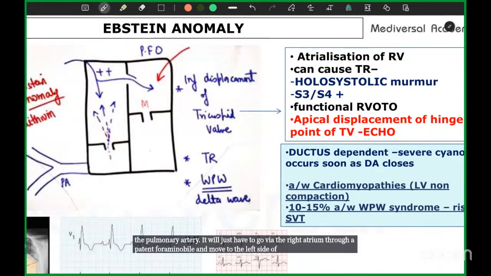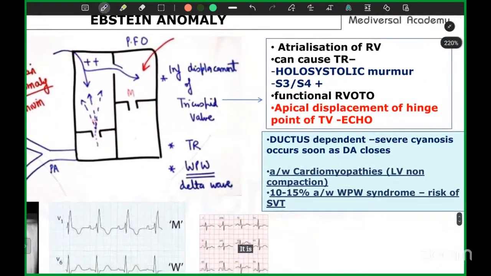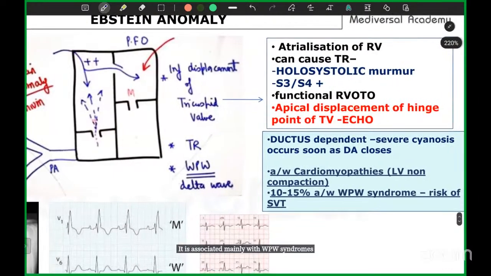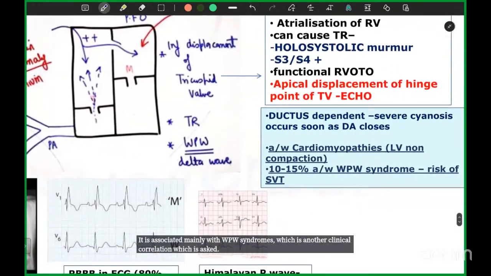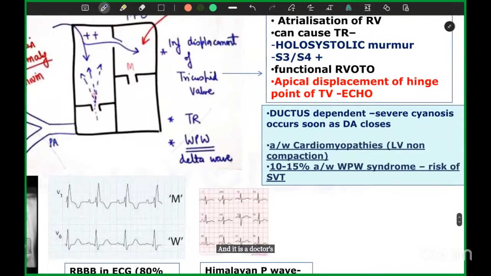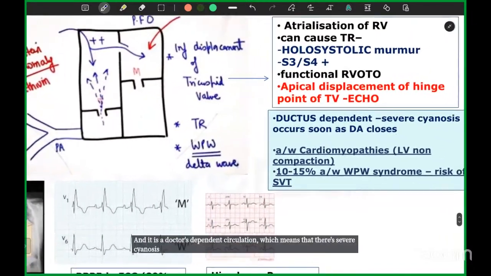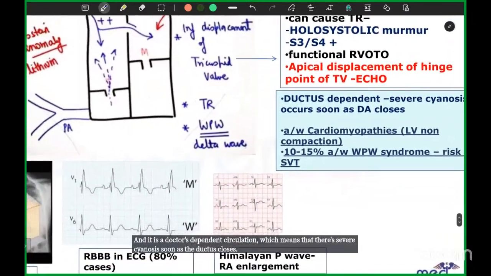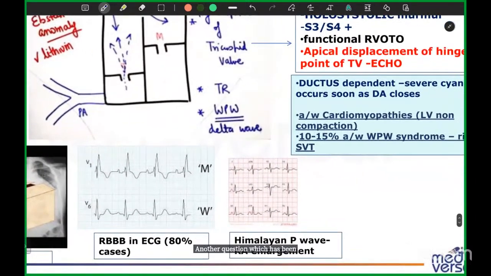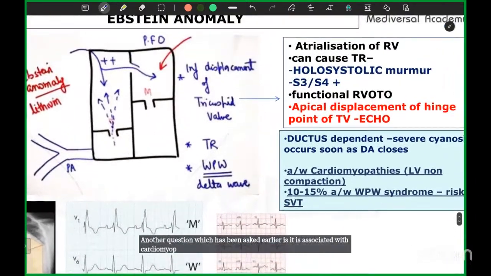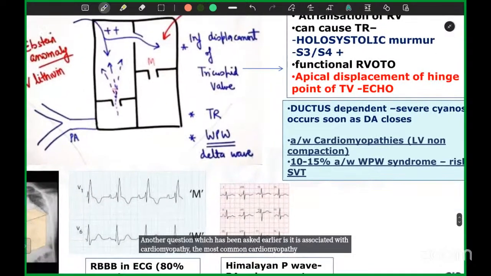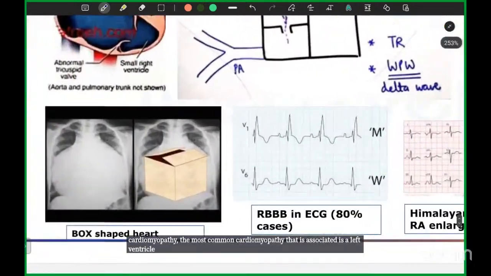side of the heart. It is associated mainly with WPW syndrome, which is another clinical correlation which is asked. And it is a ductus dependent circulation, which means that there's severe cyanosis as soon as the ductus closes. Another question which has been asked earlier is, it is associated with cardiomyopathy. The most common cardiomyopathy that is associated is left ventricle non-compaction. You get a box-shaped heart.